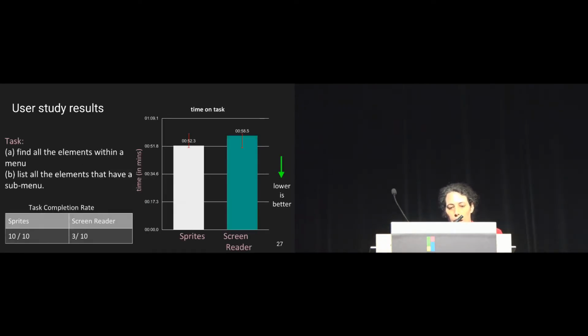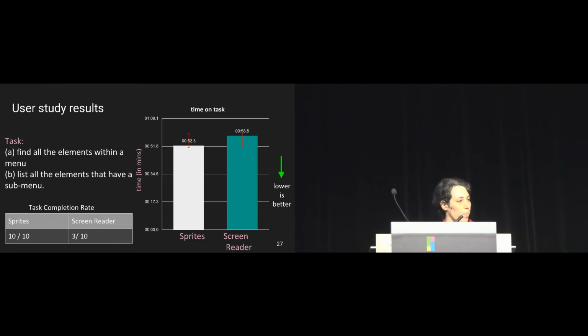So here's an example for a specific task, finding elements within a menu, which was a task that Sprites performed well at. And you can see that the error bars are overlapping in the timing. So there was no time advantage for new Sprites users compared to expert screen reader users.